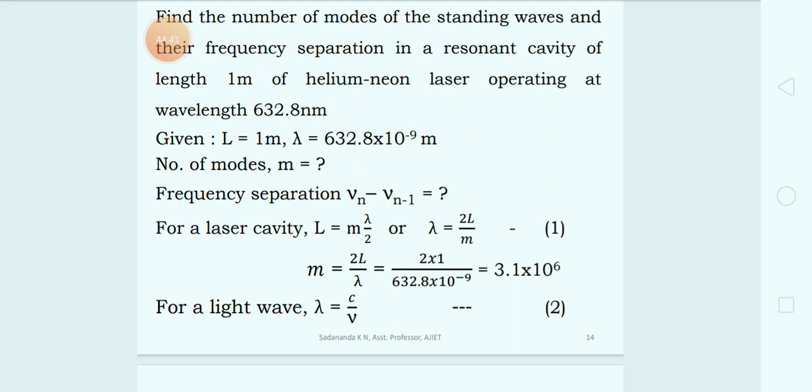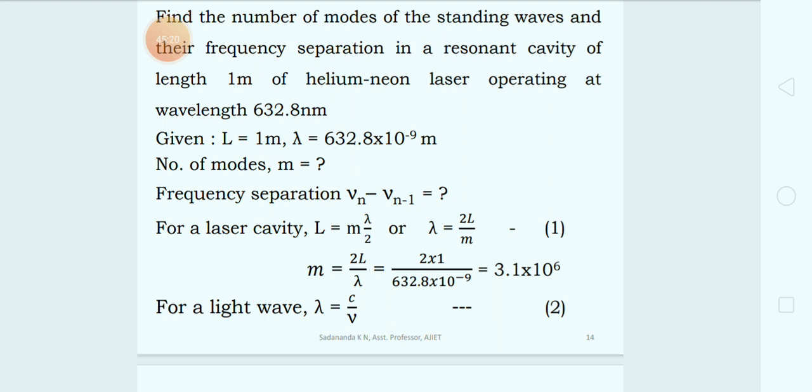So for a laser cavity, just now we have seen L is equal to m into lambda by 2. The condition for getting constructive interference inside the laser cavity is that the length between the two mirrors should be adjusted such that you get an integral multiple of half wavelength. Therefore, L equal to m into lambda by 2, so lambda equal to 2L by m. We need the number of modes formed inside the laser cavity. Therefore, m is equal to 2L by lambda.